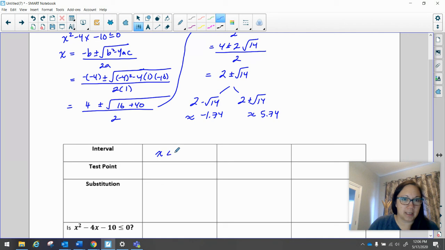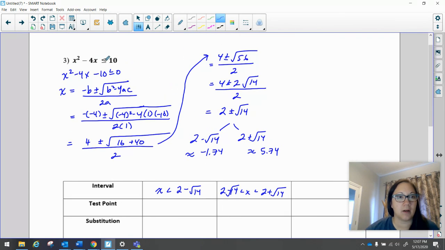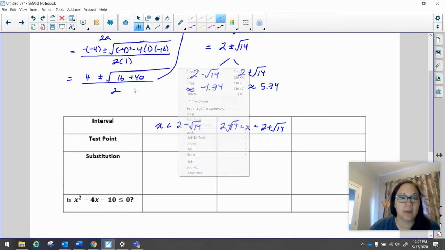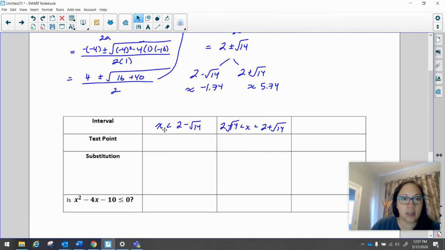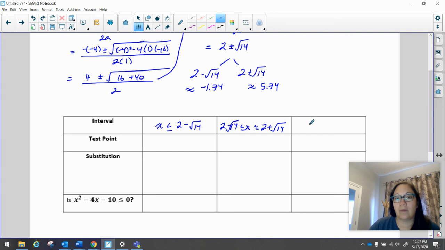So one of my intervals is x being to the left of 2 minus root 14. Then there is x being in between 2 minus root 14 and 2 plus root 14. And I just have to scroll back up and see, oh, I need to put the equal sign on there too, not just the less than symbol, because that was part of my original question. So it needs to be part of this. So they should have those markings on them. My last one would be x values greater than or equal to 2 plus root 14.